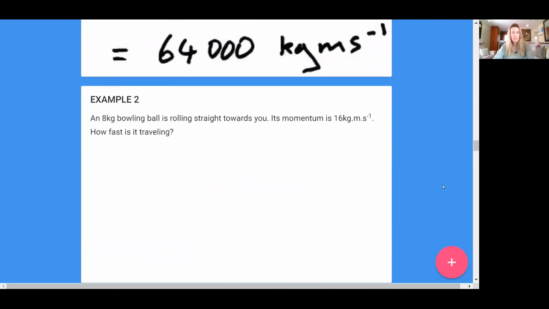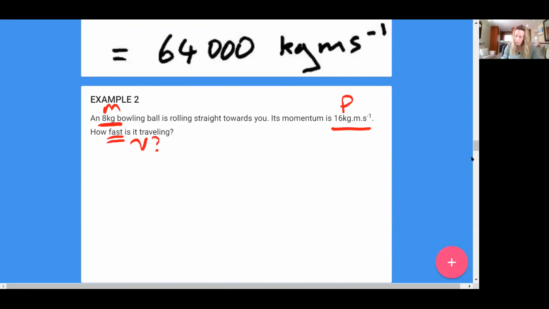Here's another example. An 8 kilogram bowling ball is rolling straight towards you. Its momentum is 16 kilogram meter per second. How fast is it traveling? Quickly pause the video and calculate the answer, step by step, please. Right, welcome back. This is what you should have done. The mass is given to you in the correct unit and you're given momentum. You have to work out the velocity of this traveling bowling ball.